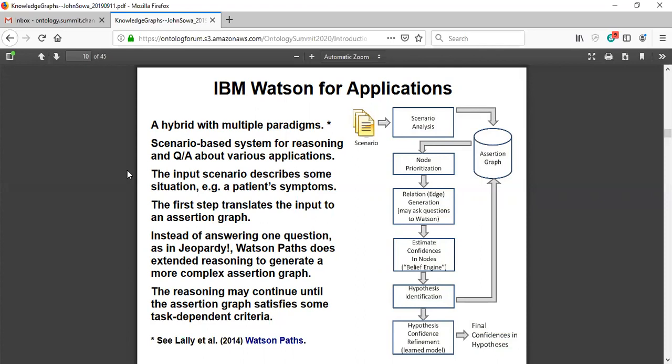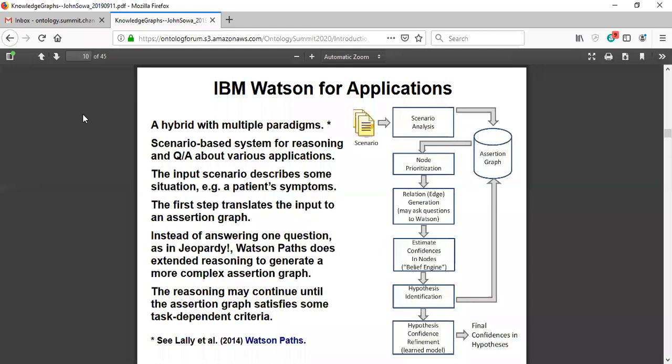And they get the initial scenario, which may come from a question or some kind of problem statement. They analyze that scenario, and they get an assertion graph. And the assertion graph, you consider that a small knowledge graph that describes the problem that they're trying to handle. And then they do a wide range of different kinds of processing. And that has worked for quite a number of problems, but it's still not where they hope to be, but it's still not bad.